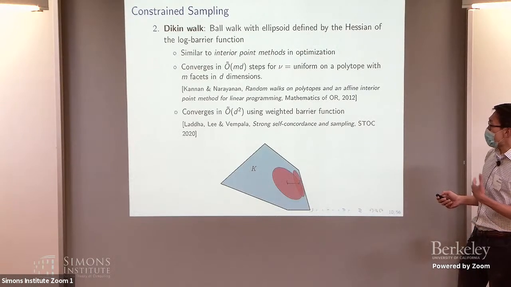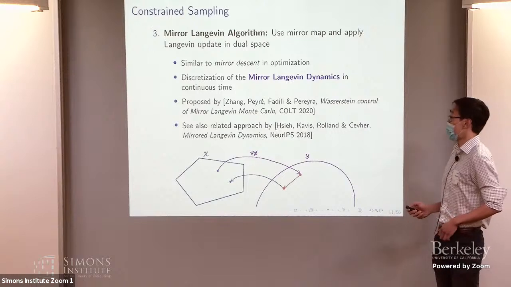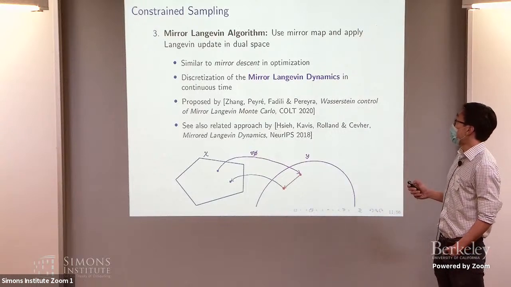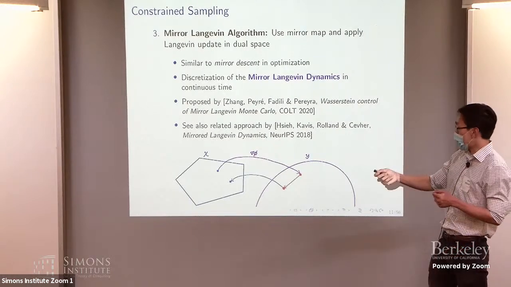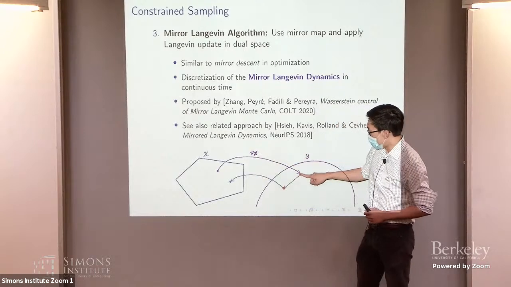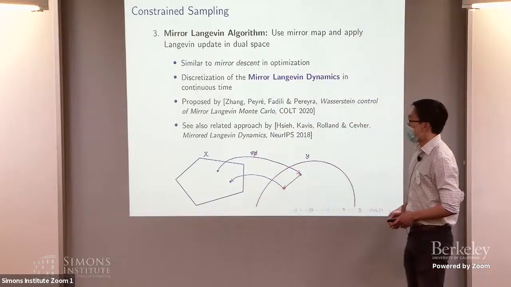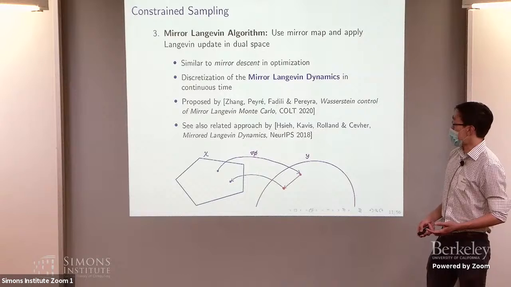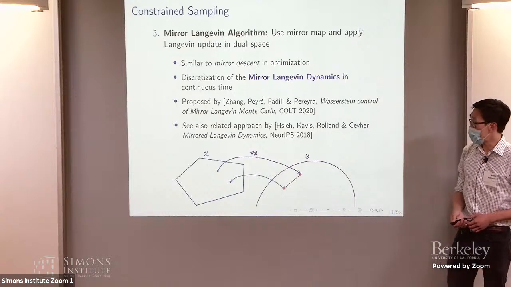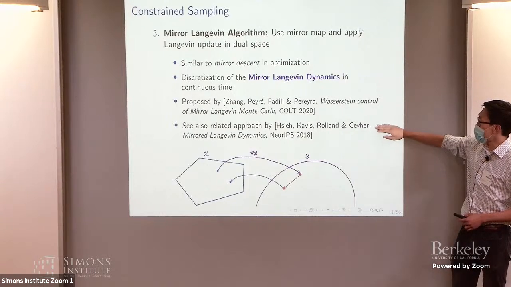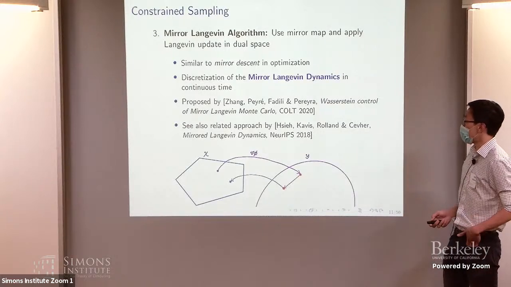And a related approach to this is what's called the mirror Langevin algorithm, which is what we study in this work. So here we also use a barrier function, but we use the gradient of what's called the mirror map to map it to the dual space. And then we do the updates in the dual space. We do a Langevin algorithm or some other updates, and then we map it back to the primal space. So this is similar to what's called mirror descent in optimization, right? This algorithm was proposed in this paper by Zhang et al. at COLT last year. And there was also an earlier related approach using slightly different dynamics by Hsieh et al. that appeared a few years earlier.